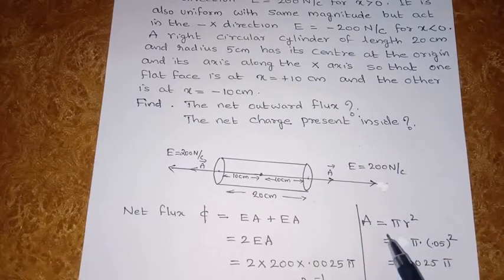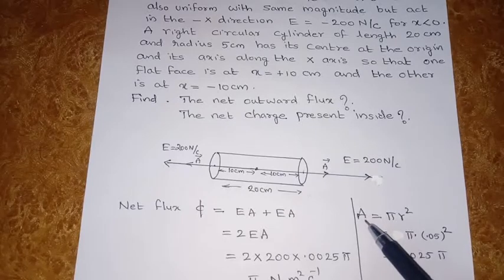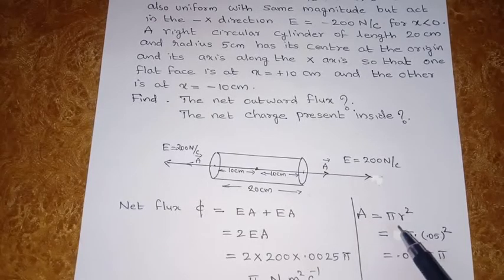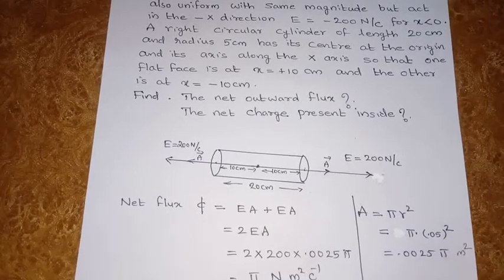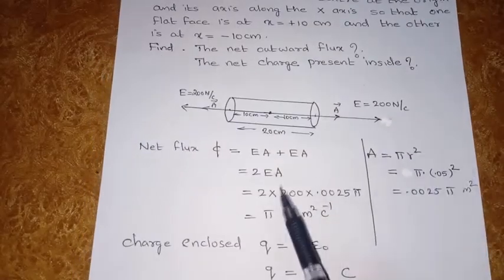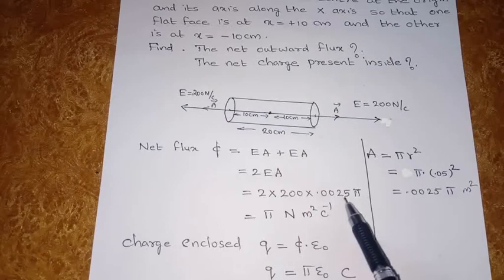Now what is the area A? One thing is given, that is the radius. You can see the radius is 5 centimeter. Therefore, the base area of the flat surface of the cylinder, A, will be equal to pi r square. So that will be pi into 0.05 in SI unit, squared, that will be 0.0025 pi. This will be the area, in meter square. Now I have to substitute this area here: 2 into the magnitude of electric field 200 into 0.0025 pi.